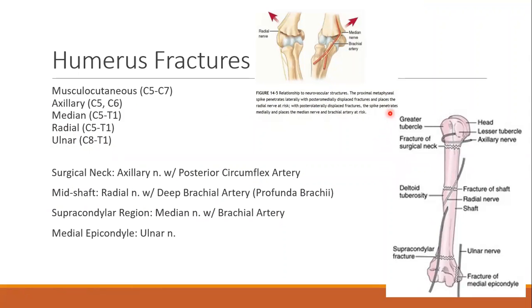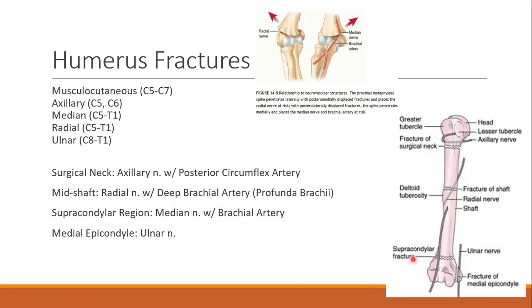Okay, so nerve injuries in relationship to fractures of your humerus. We have to know the 4 spots where we could possibly injure a nerve if we fracture our humerus. If we fracture the surgical neck of the humerus, we can damage our axillary nerve along with the posterior circumflex artery that's running with it. If we fracture the shaft of our humerus, we can damage the radial nerve along with the profunda brachii, the deep brachial artery. And these are running on the posterior aspect of the humerus. So that's why it's in shadow here.